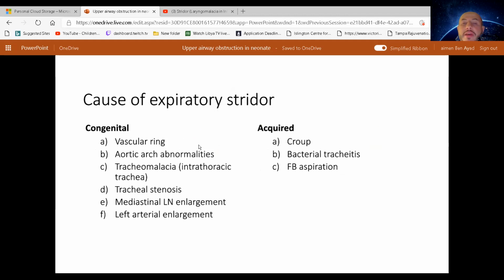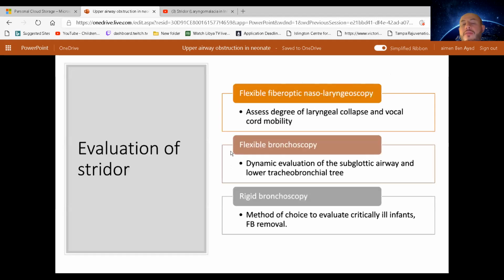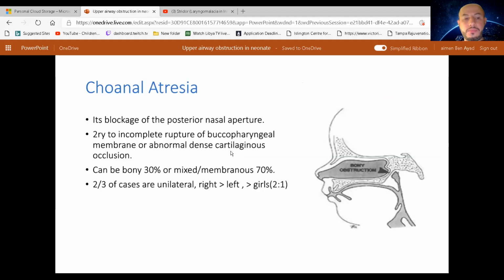For the cause of expiratory stridor, when we say expiratory, we are talking about intrathoracic. So any obstruction or lesion located around that area can cause stridor, correct? We are talking about vascular ring, which we will discuss later on, any aortic arch anomalies, tracheomalacia at the intrathoracic level, intrathoracic tracheal stenosis, and also lymph node enlargement or left atrial enlargement causing pressure.